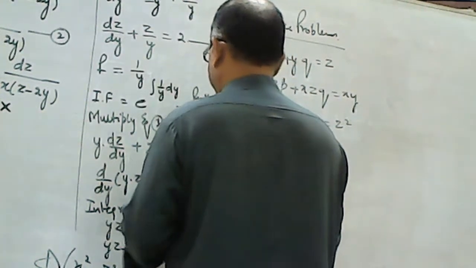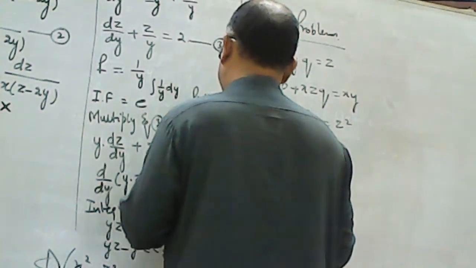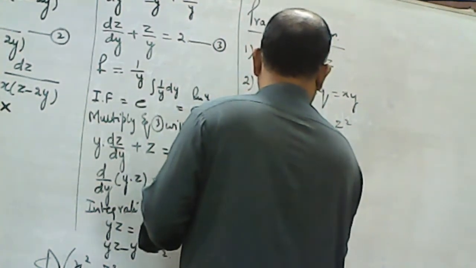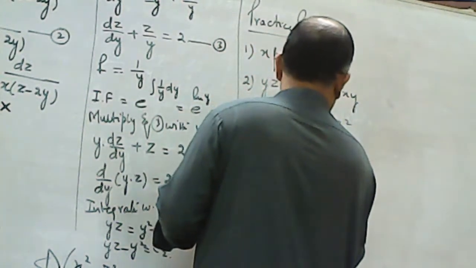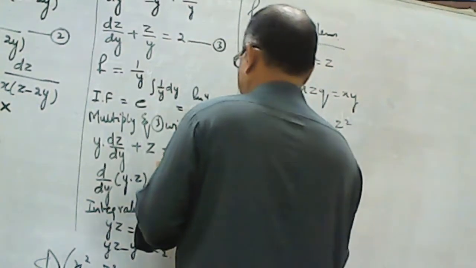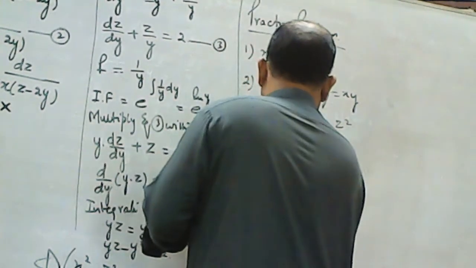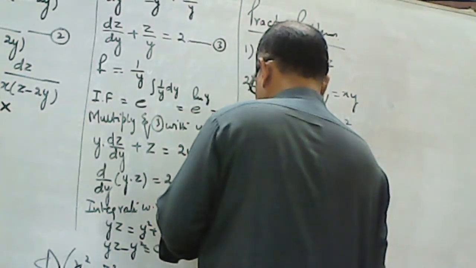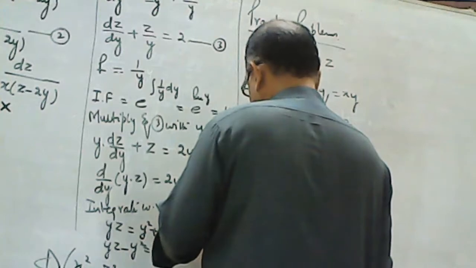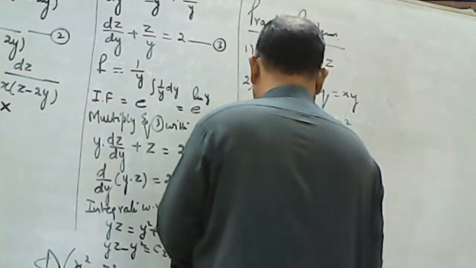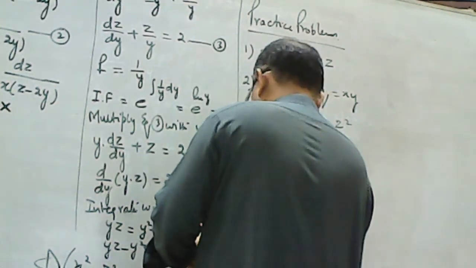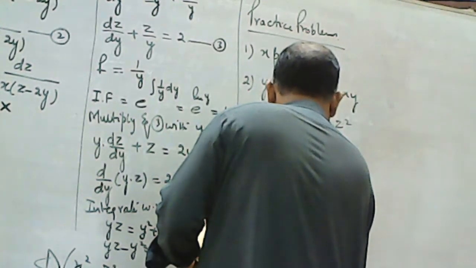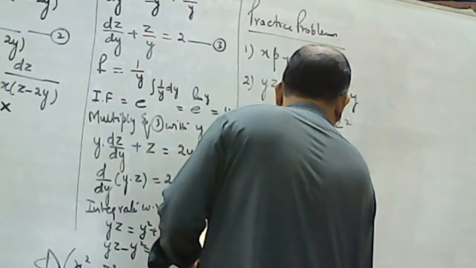Number 5, p plus q is equal to sin x. Number 6, 2p plus 3q equal to 1. And number 7, a p plus q equal to z.